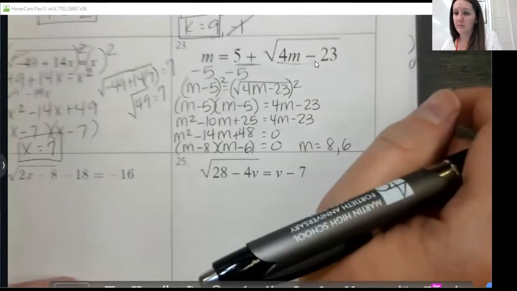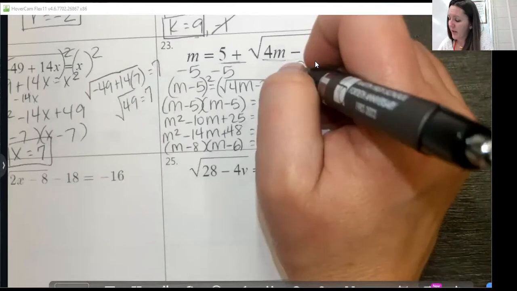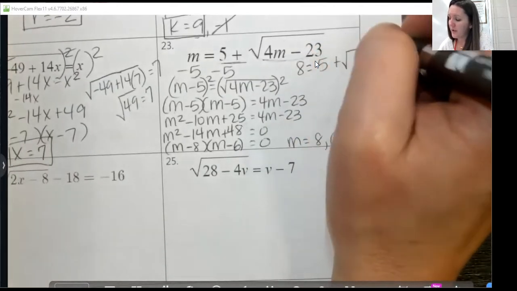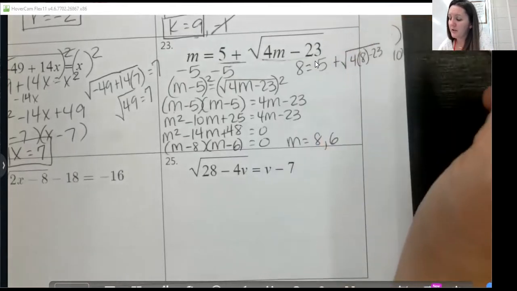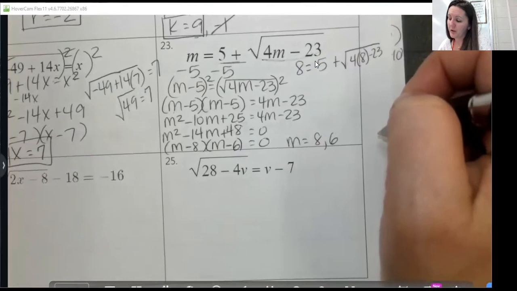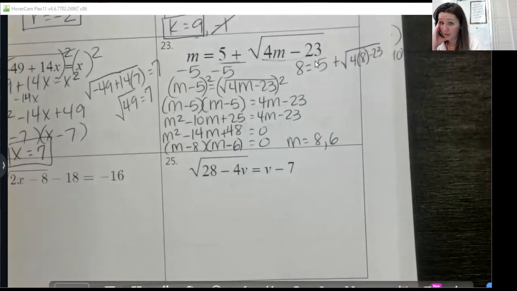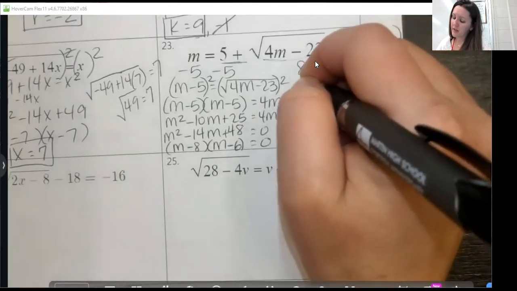Let's see if either one of these works. I'm not sure. So we have 8 equals, we'll try 8 first. 5 plus the square root of 4 times 8 minus 23. So that's 32 minus 23. 32 minus 23 is 9. Now the square root of 9 is 3, and 5 plus 3 is 8. So that works.